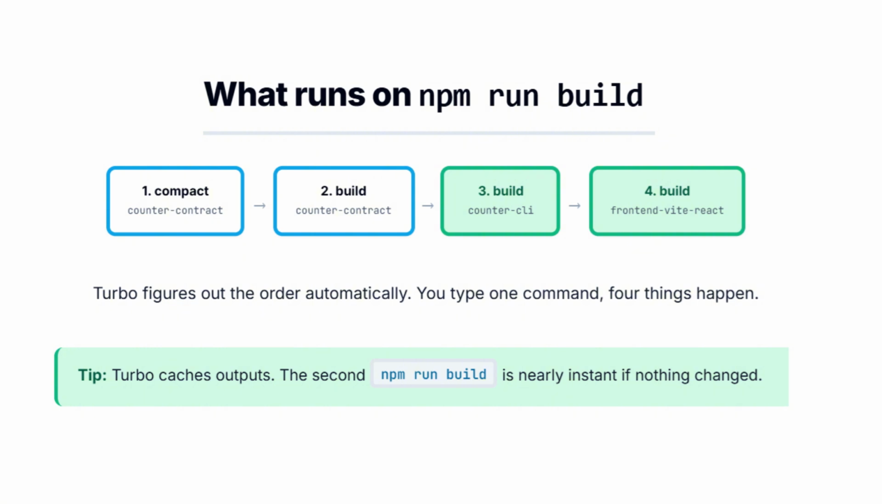And here's the really nice bit. Turbo caches. So the first npm run build takes a minute or two. The second one, if you haven't changed anything, is basically instant. You will notice it. It's great.